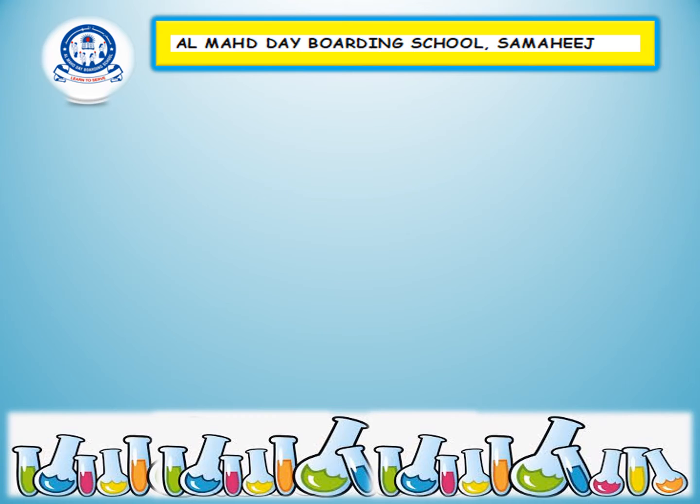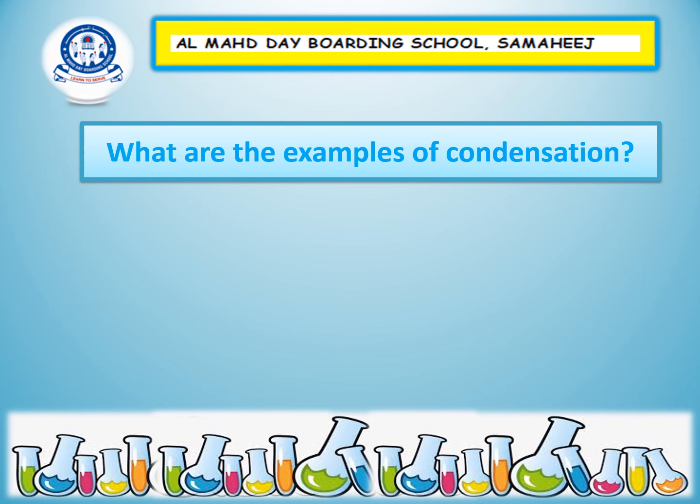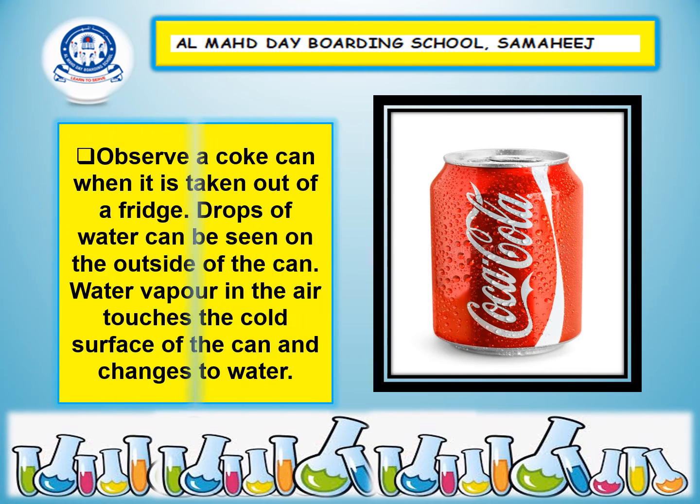There are many examples where condensation and evaporation are useful. What are the examples of condensation? Dew forms in the morning on leaves and grass because warmer air deposits water molecules on the cool leaves. Another, observe a Coke can when it's taken out of a fridge. Drops of water can be seen on the outside of the can. Water vapor in the air touches the cold surface of the can and changes to water.